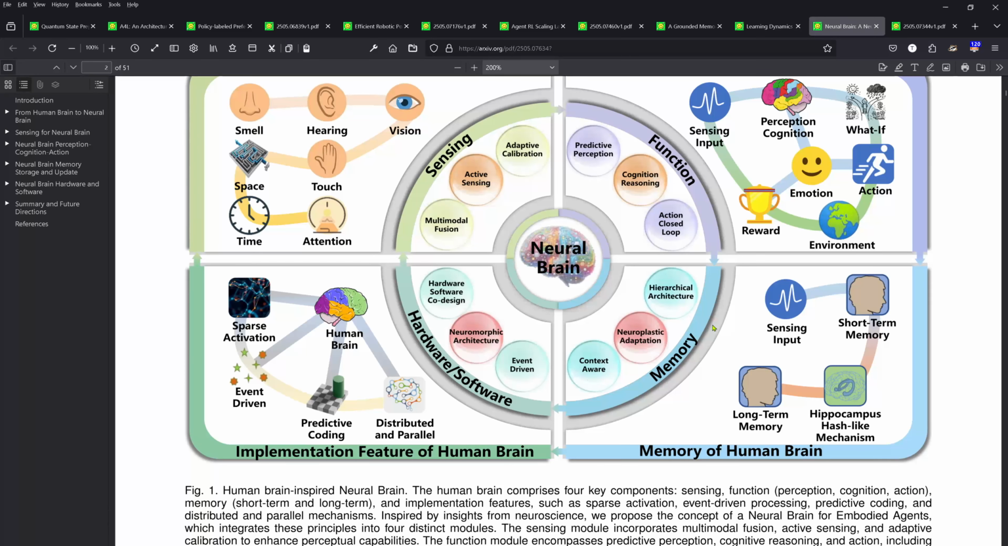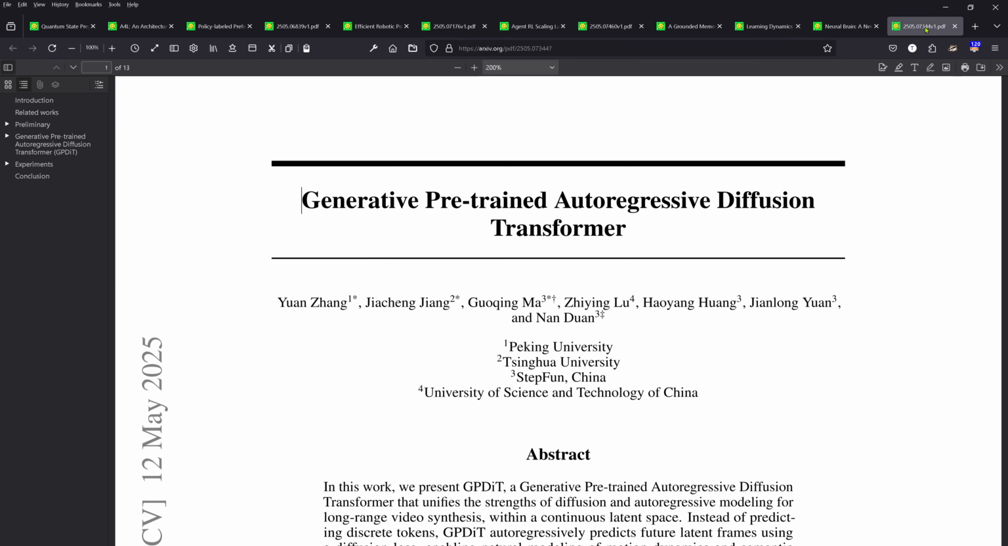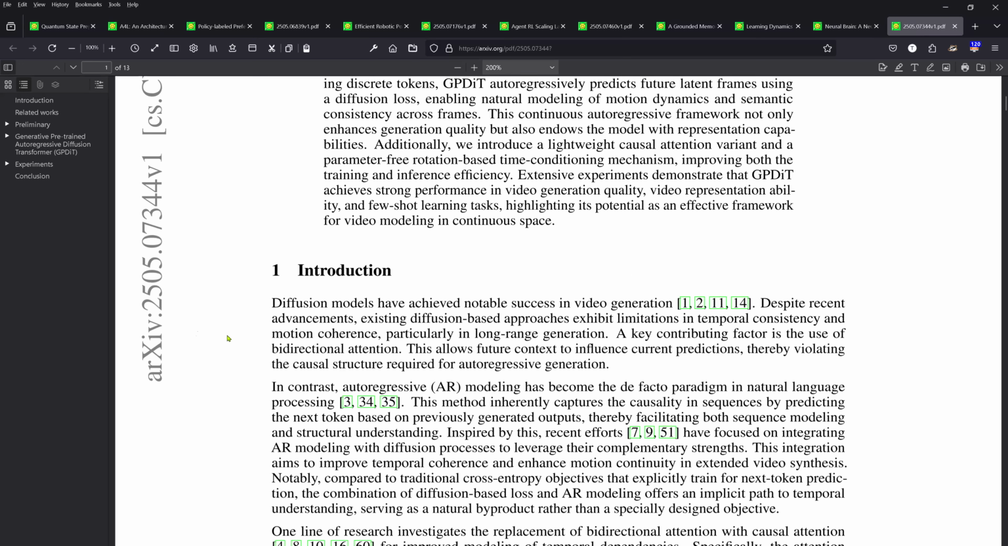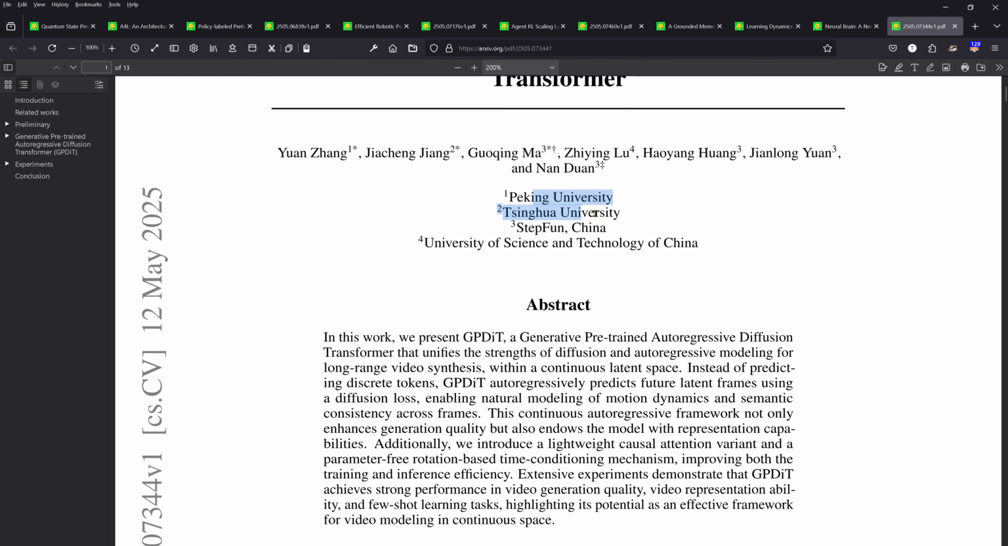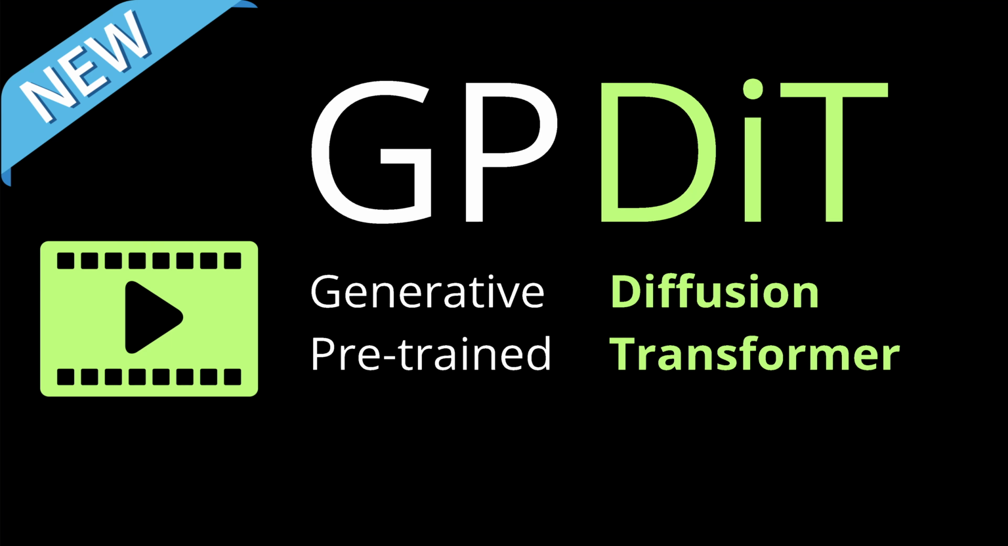And they tell you what is happening here, especially if you want to implement today functions of the human brain. You want to imprint this on different memory optimizations. But I think the most beautiful paper of today, May 12, 2025, here is your archive link. This is by Peking University, Tsinghua University, StepFun China, and University of Science and Technology of China, and they go about a generative pre-trained autoregressive diffusion transformer. So let's start now the deep dive into a generative pre-trained diffusion transformer model that is a new video generator and a much better video generator.